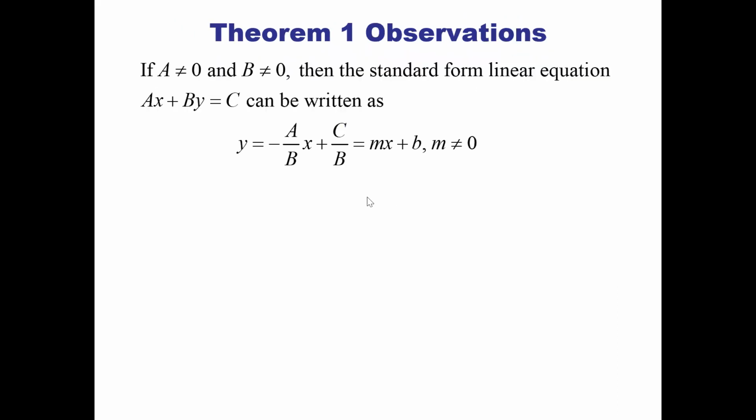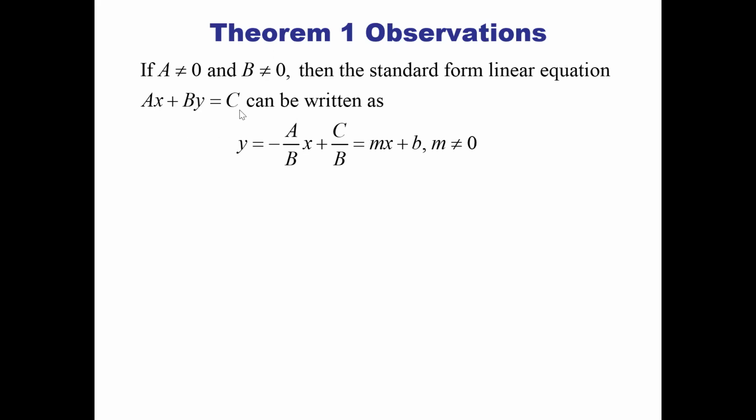Now, observations. If A is not equal to 0 and B is not equal to 0, then the standard form linear equation Ax plus By equals C can be written as y equals negative A over B x plus C over B. And that's basically our mx plus b. So m has to be negative A over B, and b has to be C over B.